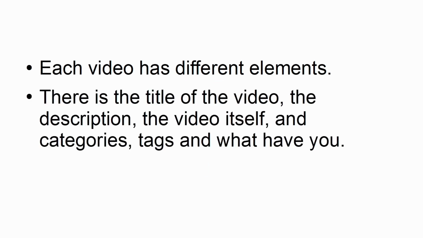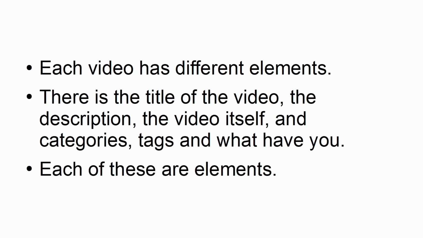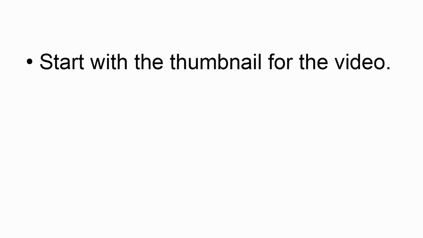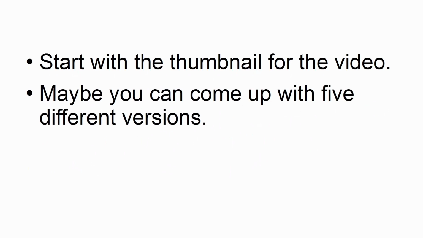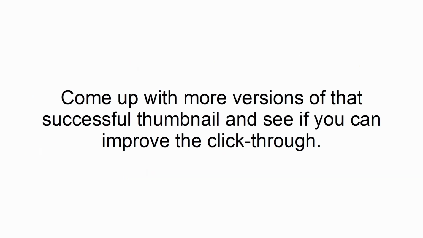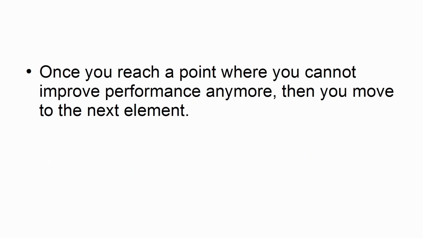How do you know which part to change? It's very simple. Each video has different elements. There's the title of the video, the description, the video itself, and categories, tags, and what have you. Each of these are elements. When you're optimizing a video, start with one element. For example, start with the thumbnail for the video. Maybe you can come up with 5 different versions. See which version gets the most clicks and plays. Come up with more versions of that successful thumbnail and see if you can improve the click-through. Once you reach a point where you cannot improve performance anymore, then you move to the next element.